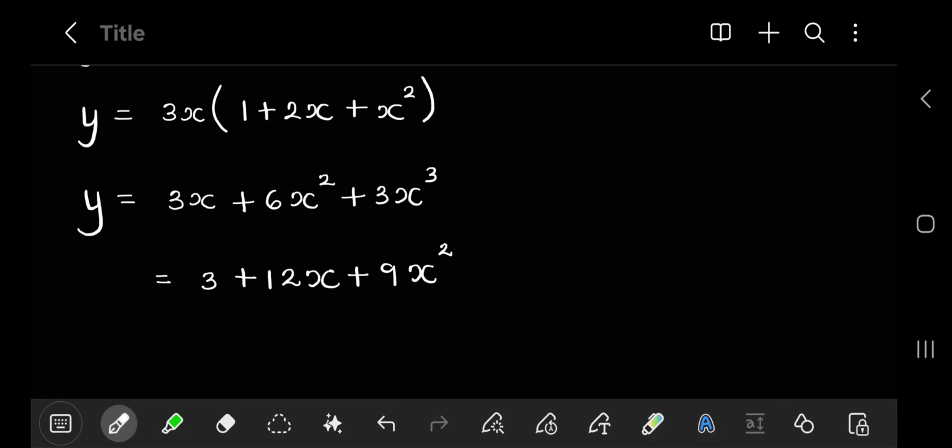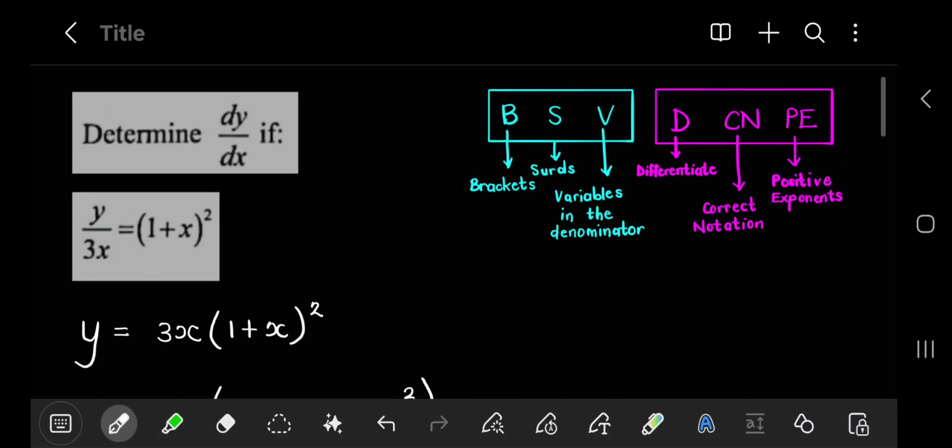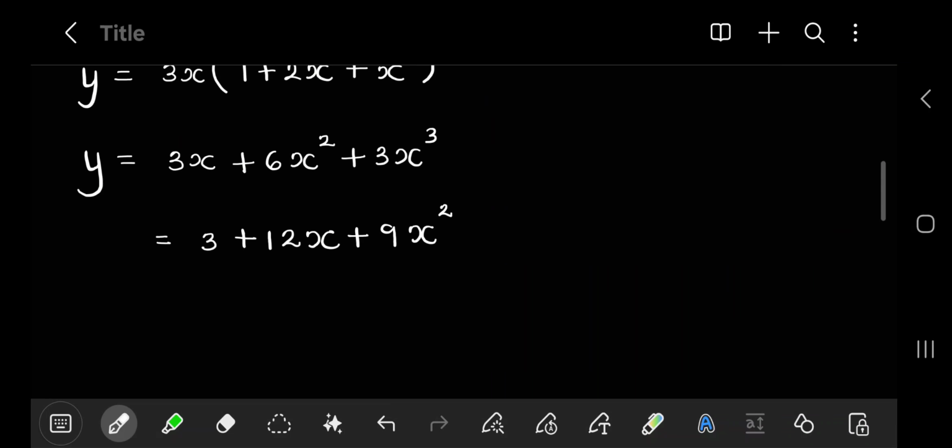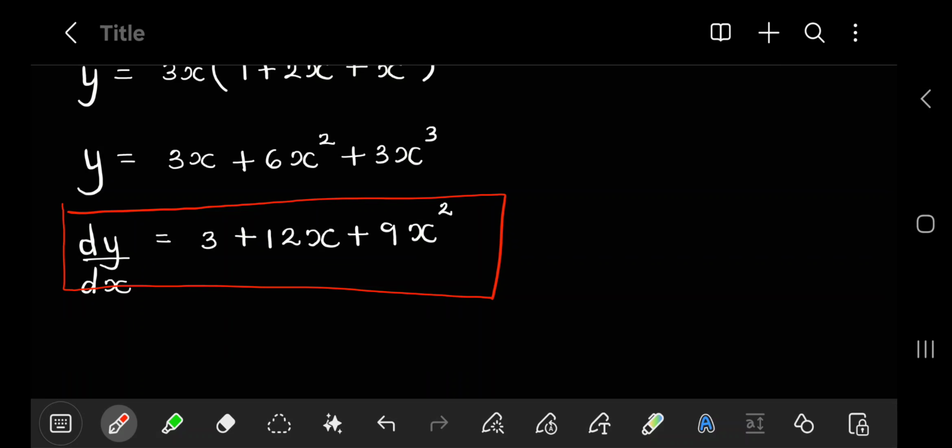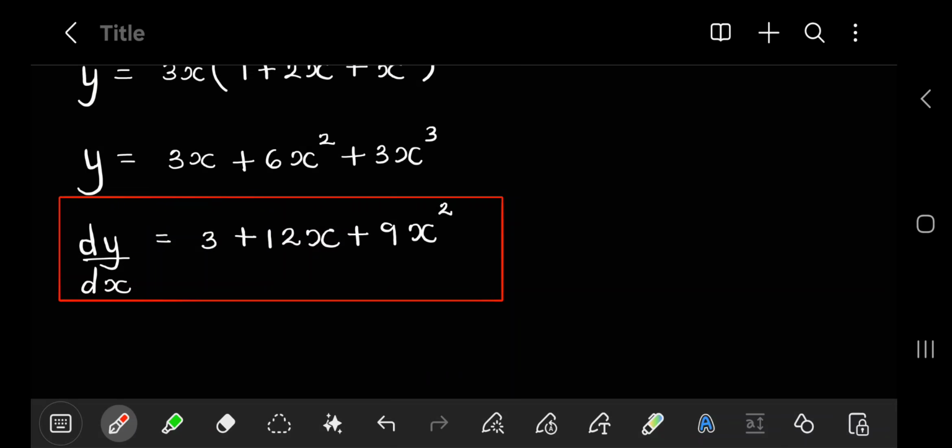So we have differentiated. Now we need to use the correct notation. The question said that we needed to determine dy over dx. So that is what we write down on the left-hand side. Dy over dx. And we need to make sure that we have positive exponents only, which we do. That means that this is our final answer.